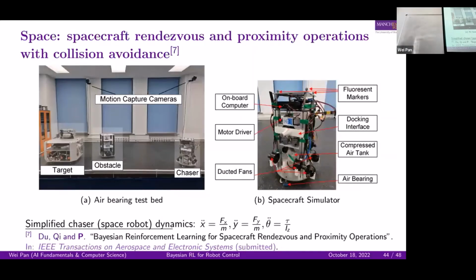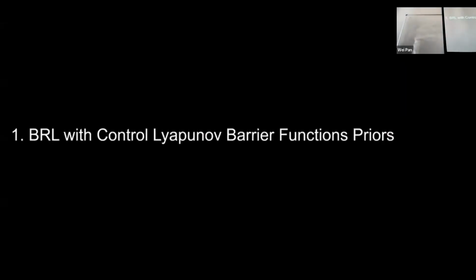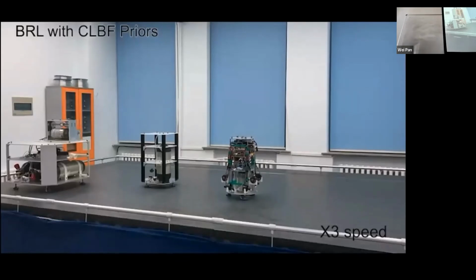This space demo is a bit interesting because this one is pushed by air. It's called an air bearing test bed. So think about this is the satellite, and this is the space station, and this is like an astronaut. When docking to the target, you try to avoid this astronaut. And let's see what happens. There are three stages: maneuvering, proximity operation, and docking. This is the Bayesian reinforcement learning with control Lyapunov and barrier function priors.